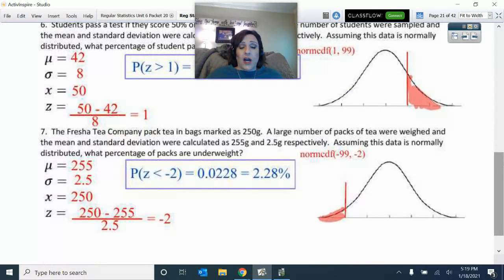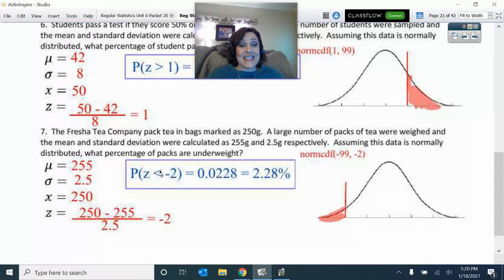Next, our mean was 255 with a standard deviation of 2.5, and we wanted to see the proportion of bags that were underweight. So if they were underweight, then they weighed less than that location's amount. So I had to find the z-score there. X minus the mean over the standard deviation was -2. So I norm CDF'd from -99 up to that -2. And here's how I wrote my answer.